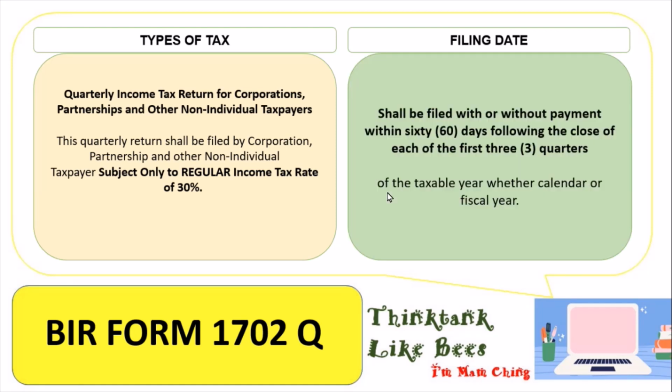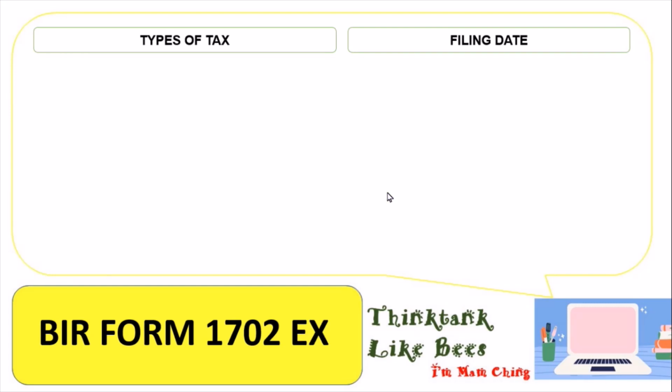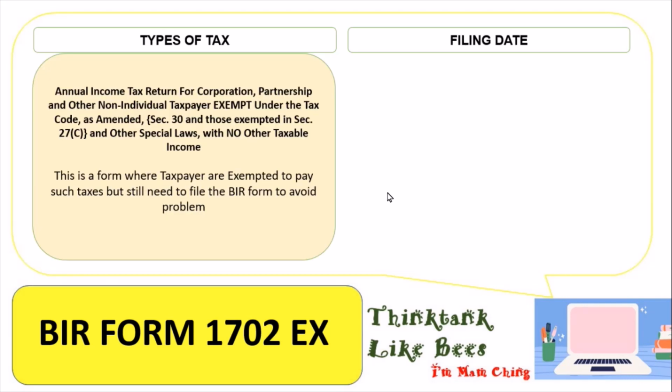It shall be filed with or without payment within 60 days following the close of each of the first 3 quarters of the taxable year, whether calendar year or fiscal year. Then we have BIR Form 1702EX. EX means exempt. It is an annual income tax return for corporations, partnerships, and other non-individual taxpayers exempt under the Tax Code as amended in Section 30, and those exempted in Section 27 and other special laws with no other taxable income.